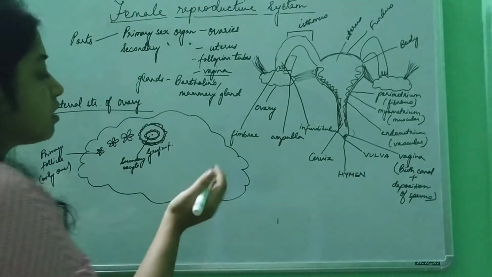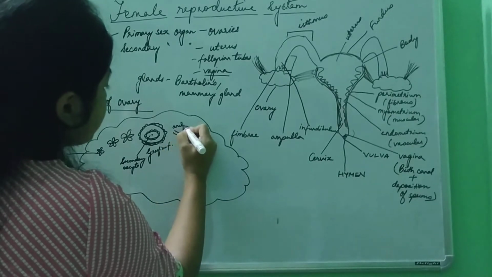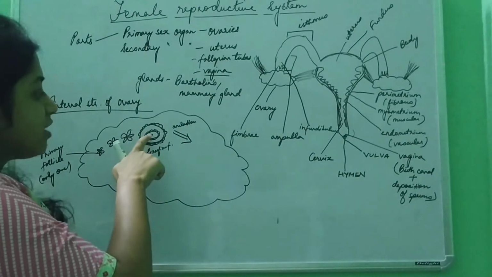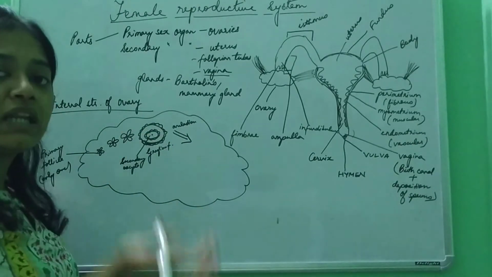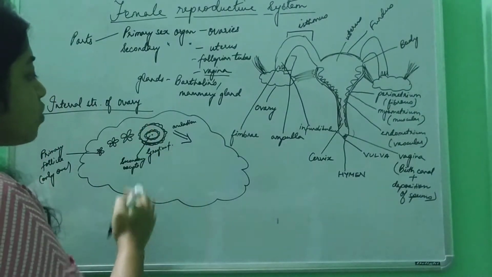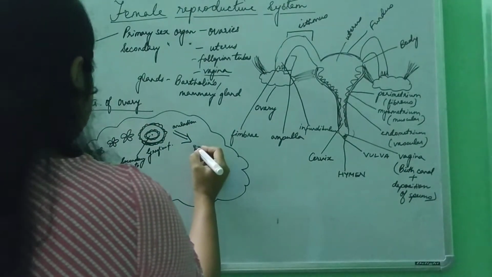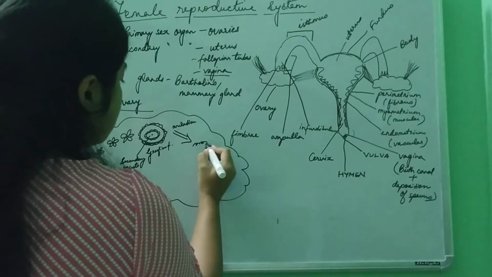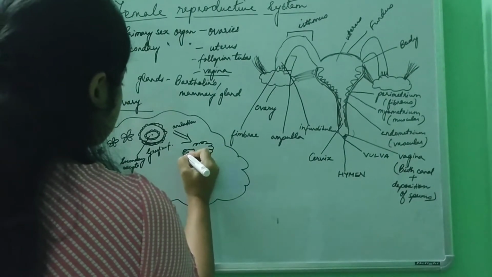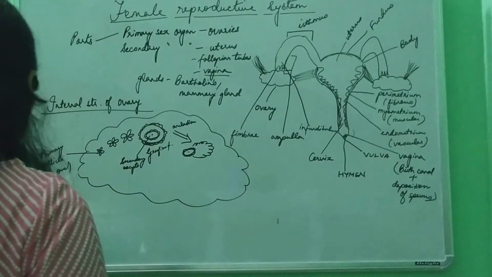Then, after the Graafian follicle forms, what will come is the stage which is known as ovulation. What is ovulation? The secondary oocyte cannot always remain inside the Graafian follicle. It has to come out. So this release of the secondary oocyte from the Graafian follicle is known as ovulation. Here this follicle will be ruptured, and the secondary oocyte will come out. It will consist of these membranes.